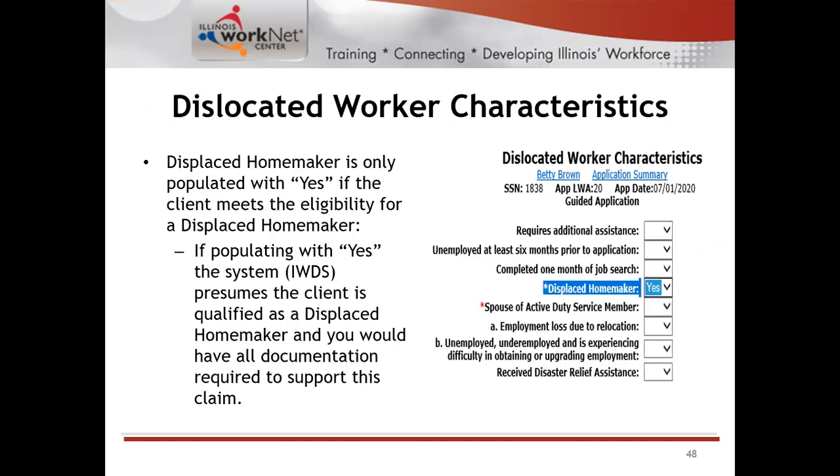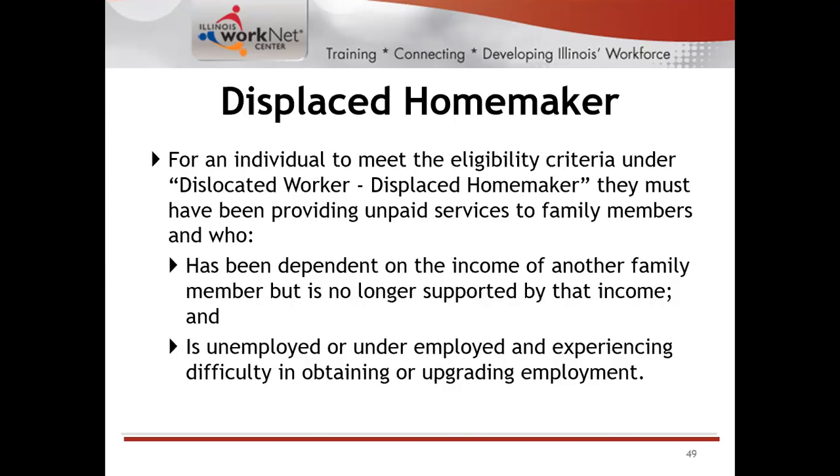The next question, as I mentioned, was the displaced homemaker. If it's populated with a yes, the internal logic is going to make the person eligible as a displaced homemaker. Here's the definition for a displaced homemaker. It's somebody who must have been providing unpaid services to a family member and who has been dependent on the income of another family member, but is no longer supported by the income of that member, and is unemployed or underemployed, experiencing difficulty in obtaining or upgrading employment. Traditionally, what you look for in this is maybe a stay-at-home spouse who got divorced, or their spouse passed away, or maybe the traditional person lost his or her job.